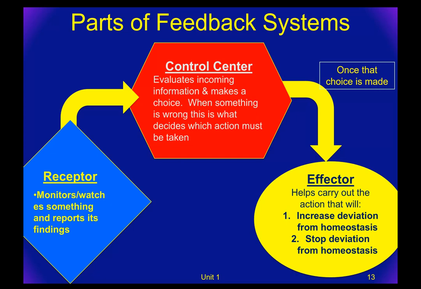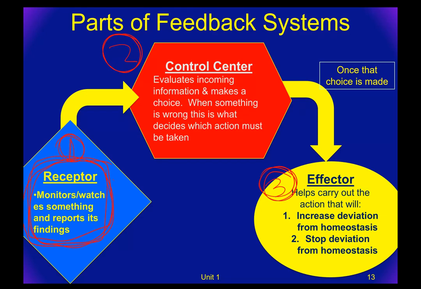So, there are 3 parts to feedback systems, okay? The first is called the receptor. The second is the control center. And the third is the effector, okay? The receptor monitors or watches something and reports its findings, okay? You can kind of think of it like a baby monitor. A baby monitor doesn't change anything. All it does is it lets you listen in and hear what's going on. A receptor reports its findings. I'm looking at this, this is what's happening. I'm looking at this, this is what's happening. But it doesn't do anything about it. Just like the baby monitor doesn't pick up a baby and start cradling it because it's crying.